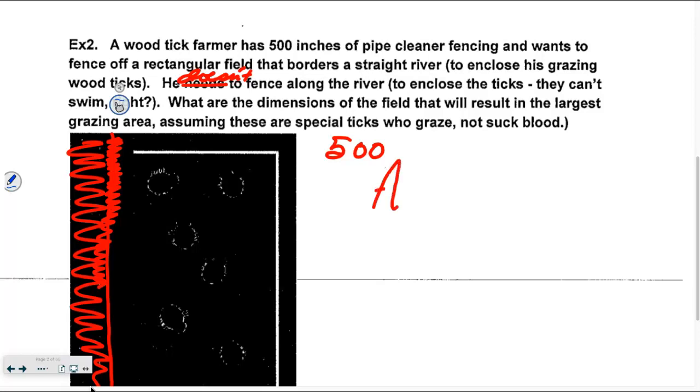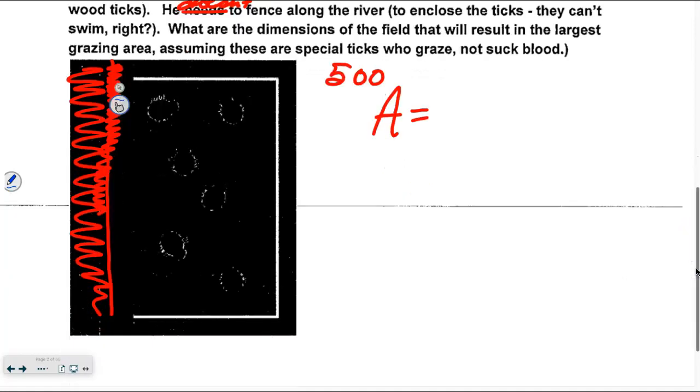So I know my area is length times width. I need to get it as a function of one variable. It's a 2-variable equation for length times width, so I have to put variables on here. Whatever this width is, so is this. You can call them anything you want. I could call it W and W, or it doesn't really matter. But my area is just x times y.